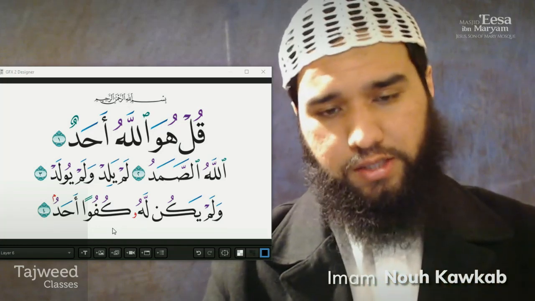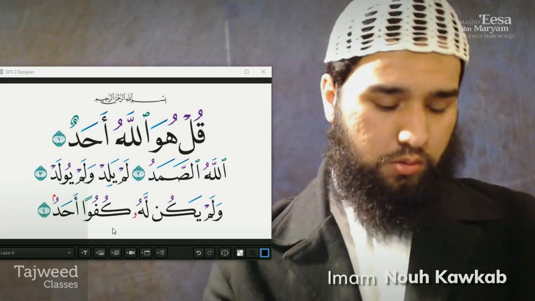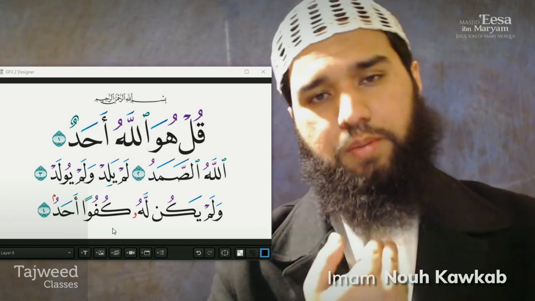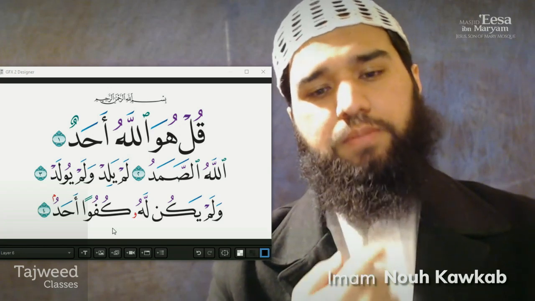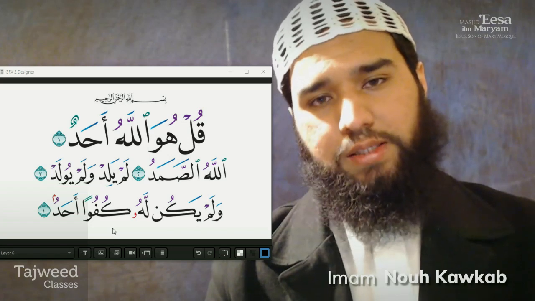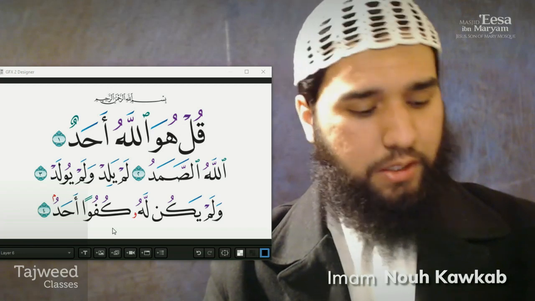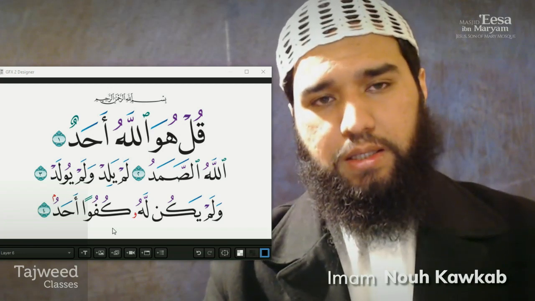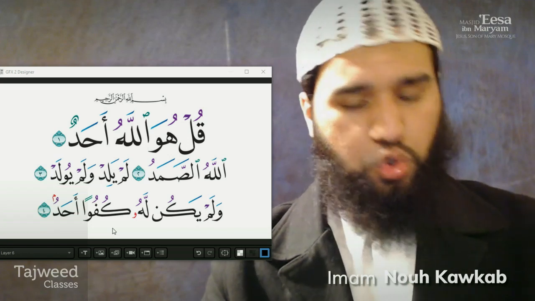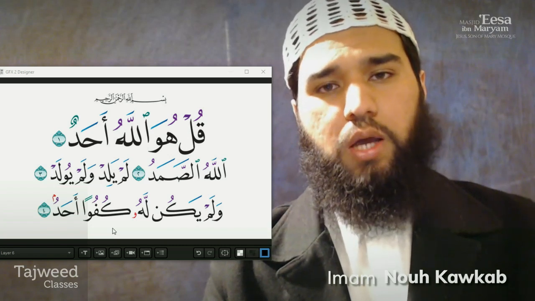But here, since we're not stopping, we'll be saying kufuwan, and then we will continue saying ahad. Hamza is pronounced from the bottom of the throat, ha is pronounced from the middle of the throat, and then dal, we're stopping there. Dal has the ruling of qalqala there. So we're saying ahad, not ahad, but ahad. So walam yakul lahu kufuwan ahad.